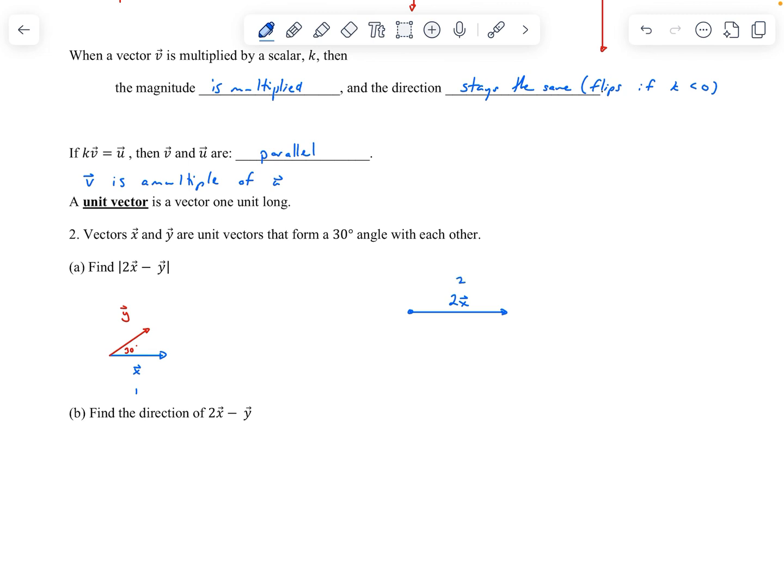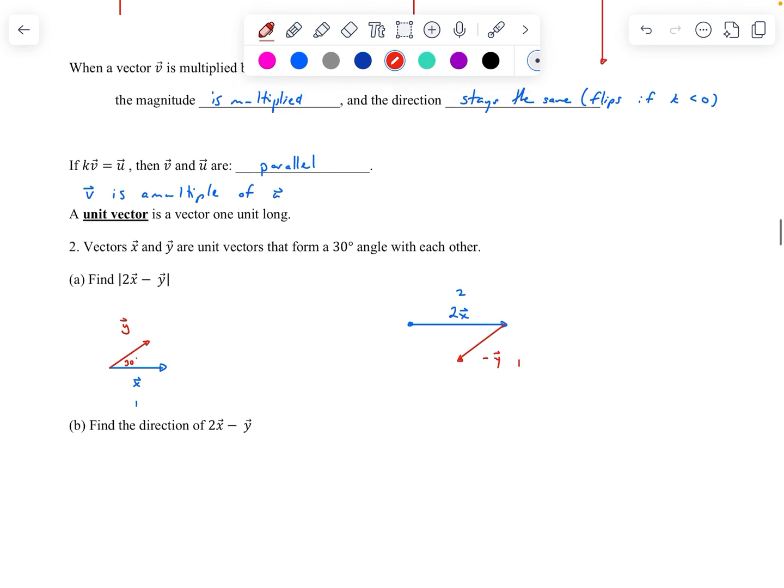And now subtract y. So I'm going to either draw them head to head or draw the opposite of y here. And I know that's going to be 1 unit long. And it's asking me to find the length of 2x minus y. So remember, for 2x minus y, you follow 2x, you follow the opposite of y. I know this side is 2 long, I know this side is 1 long, and I know the angle they meet at is 30, because if I continued both vectors this way, the question told me that angle was 30, so that angle has to be 30.